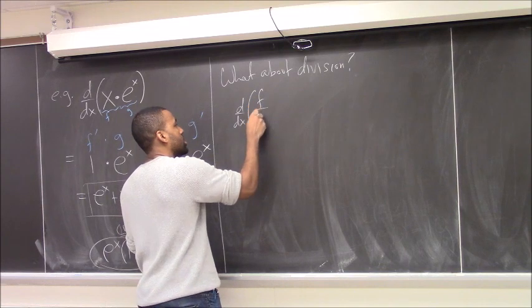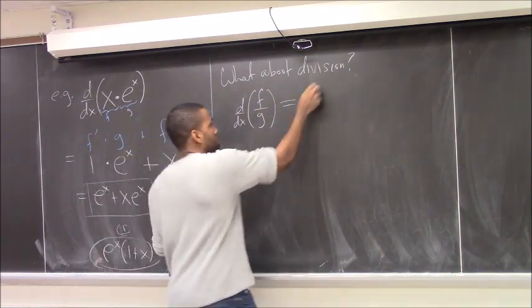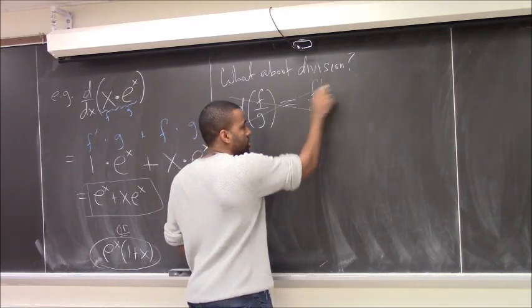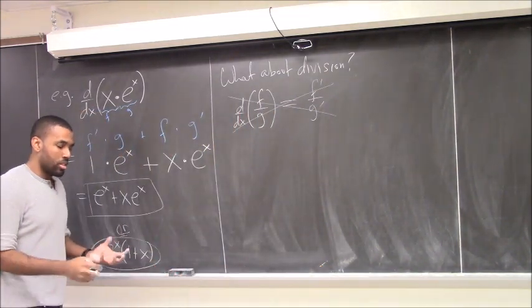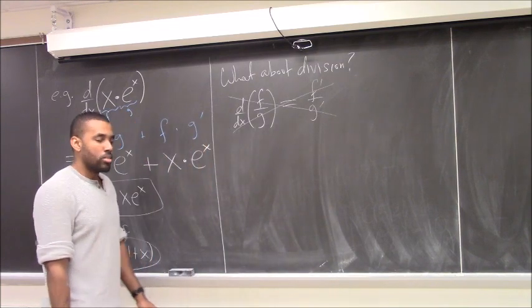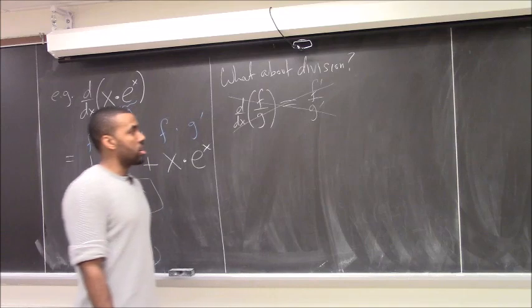So if I have one function divided by another function, what is the derivative of that? Can I just differentiate the top and divide by the derivative of the bottom? Turns out no. Multiplication and division are linked very much. You can think of one as the other, in fact. So odds are if something doesn't work for multiplication, it's not going to work for division either. But here it clearly doesn't work.